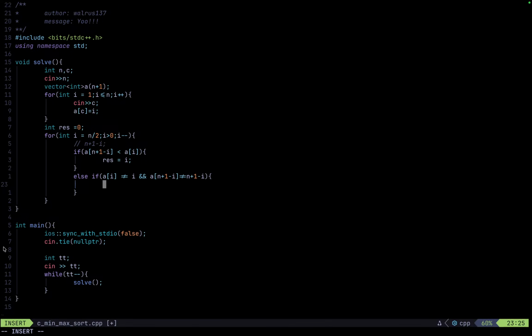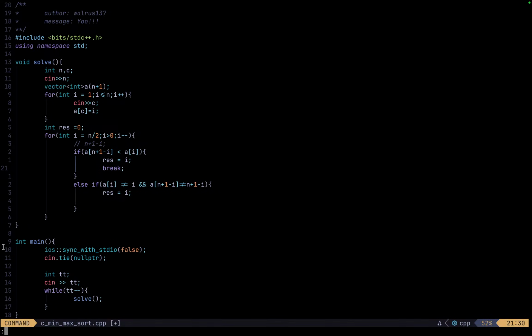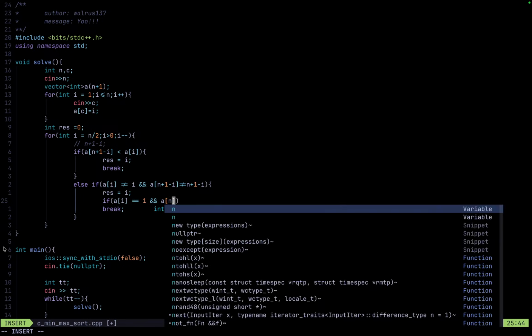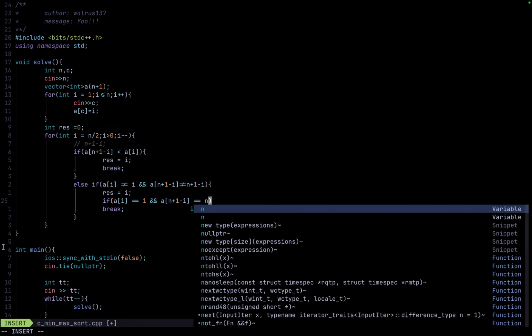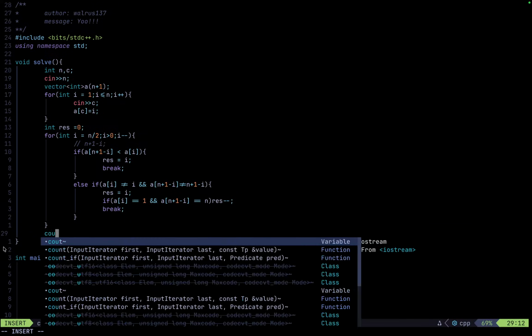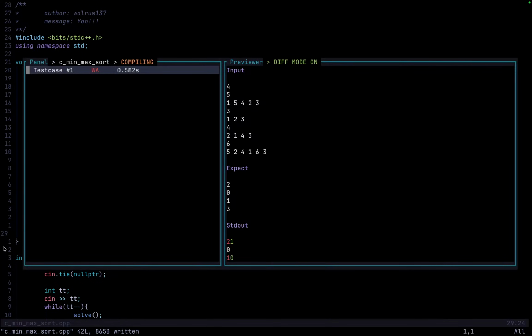in that case we again say that res equals i, and also we will break after this. But if a[i] equals 1 and a[n plus 1 minus i] equals n, then res minus 1. Cout res, and test. Okay, this does work here.